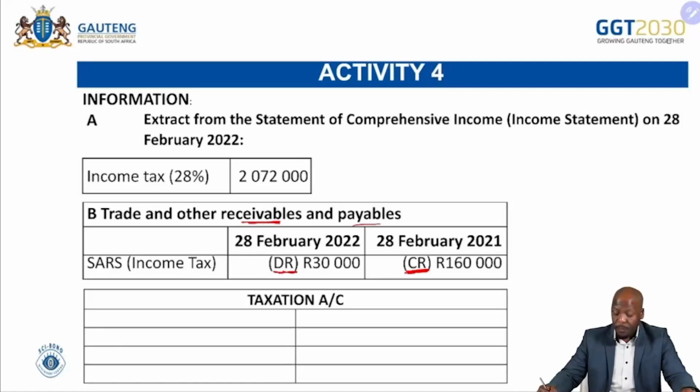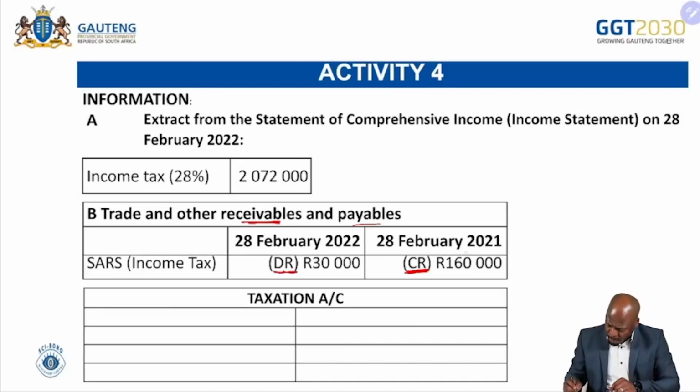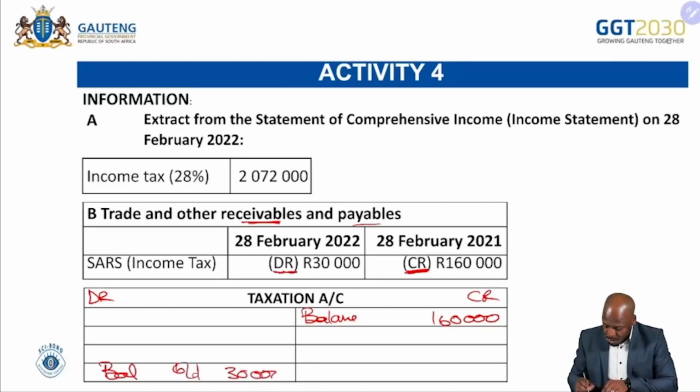I'm going to show a taxation account here. So quickly, I'm going to run through it. So my opening balance in 2021 is credit. So remember, here is my credit and here is my debit. So I'm going to come here. I have my balance here, which is 160,000. And my closing balance is debit. So I'm coming here, balance brought down 30,000, debit.